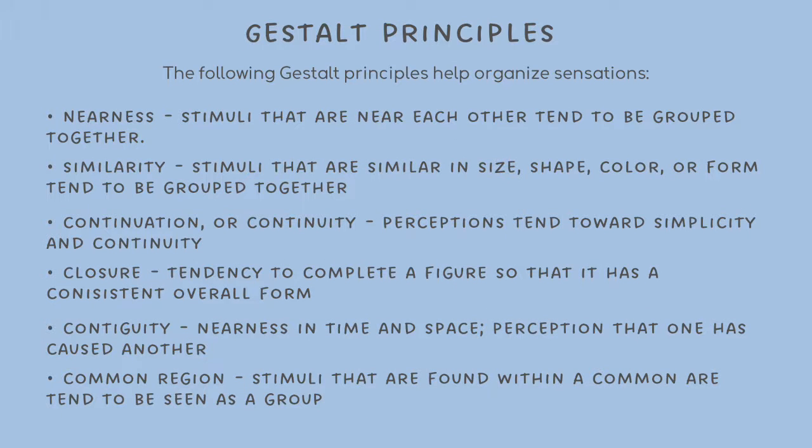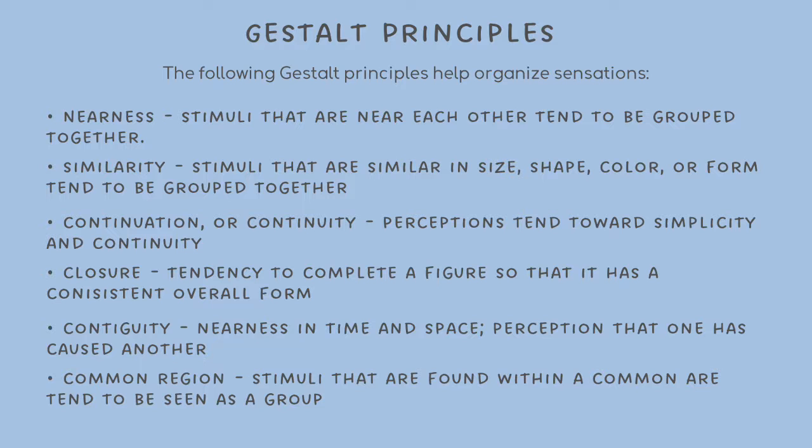The following Gestalt principles also help organize sensations. Nearness: stimuli that are near each other tend to be grouped together. Similarity: stimuli that are similar in size, shape, color, or form tend to be grouped together. Continuation or continuity: perceptions tend toward simplicity and continuity. Closure: the tendency to complete a figure so that it has a consistent overall form.